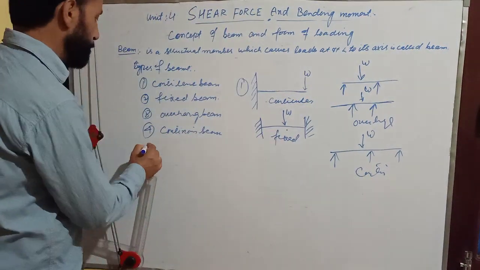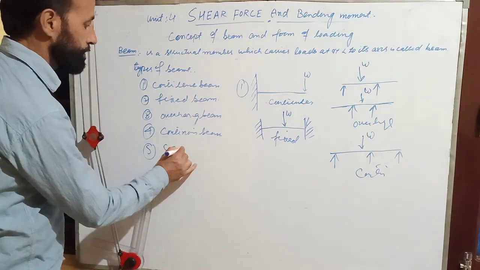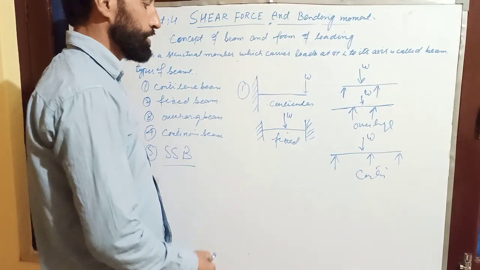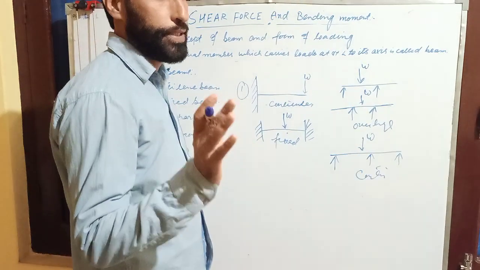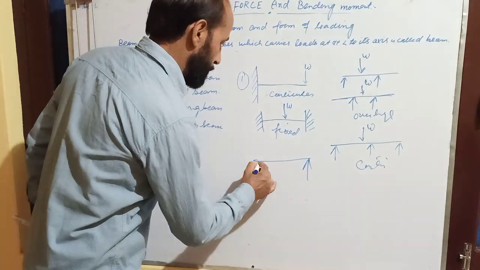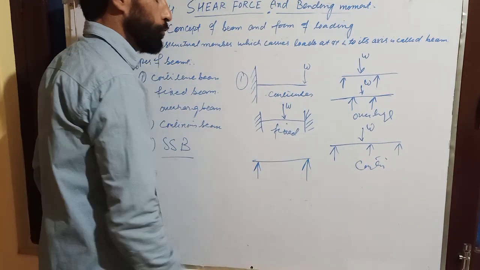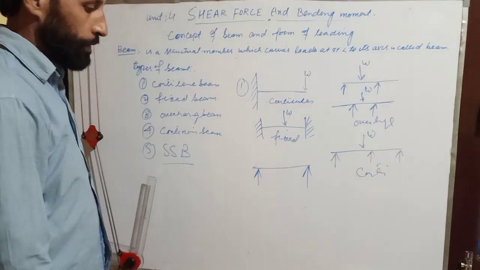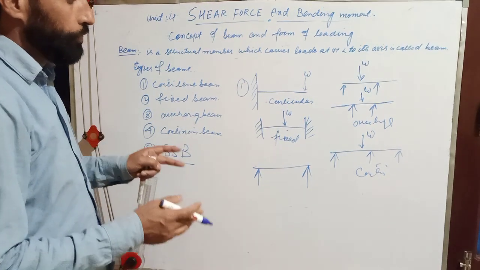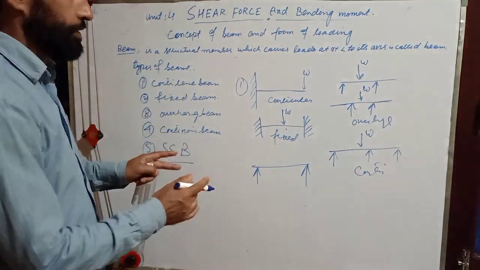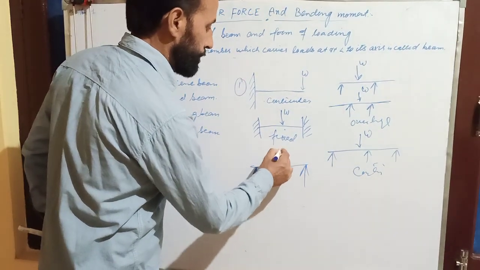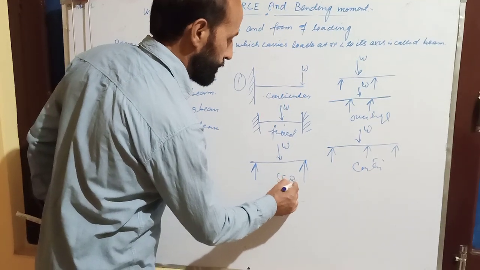Another one is the simply supported beam, SSB. There are so many beams. A simply supported beam is that type of beam which carries two supports at the two ends. The beam which carries freely two supports at the two ends is known as a simply supported beam. This one is a simply supported beam.